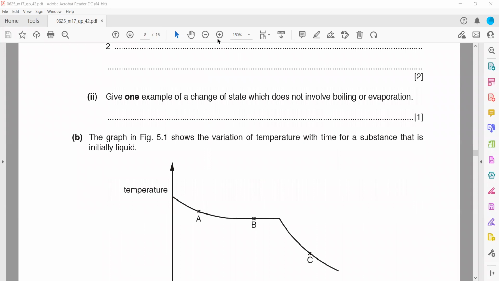Give one example of a change of state which does not involve boiling or evaporation. So a change in state which does not involve boiling or evaporation, we can say melting.